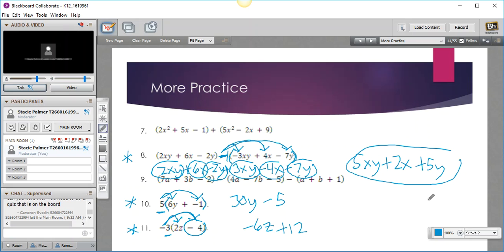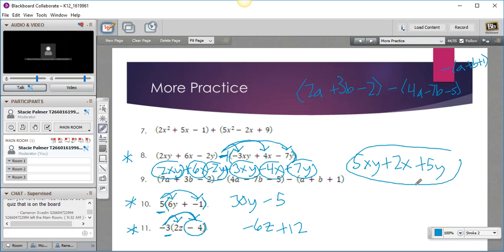Okay. Number 9, let's go ahead and do number 9. I'm going to rewrite it up here though. So 7a plus 3b minus 2, minus, so this minus, and then we have a 4a minus 7b minus 5. Oh no, I ran out of room. And then minus a plus b plus 1.